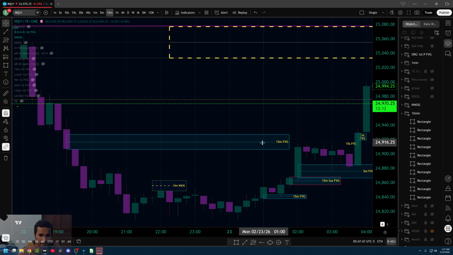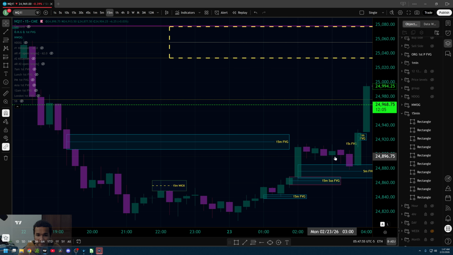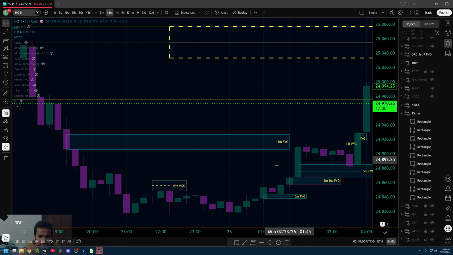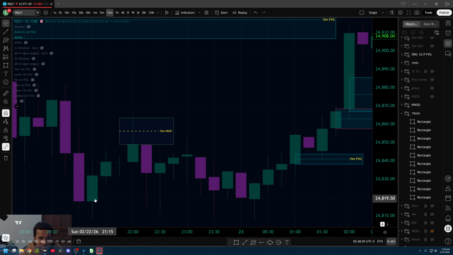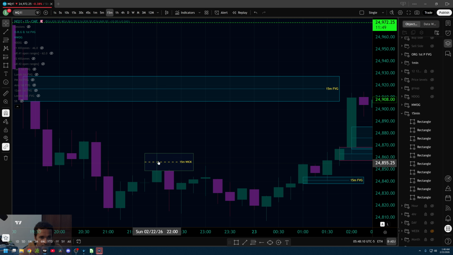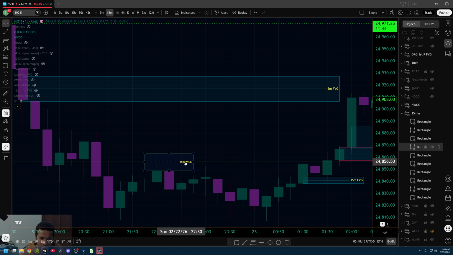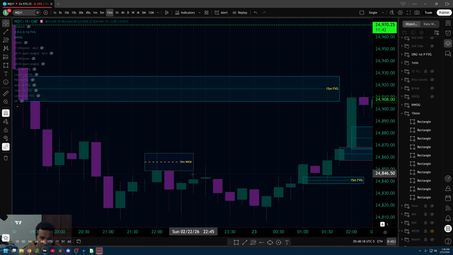During this run up, respected this 15-minute fair value gap during the 2 a.m. macro, and we held until the start of the 4 a.m. macro. Consolidation near the lows. That wick, come back down, comes up, doesn't make it to the midpoint, that's weakness. Bodies are lower than that, another sign of weakness.